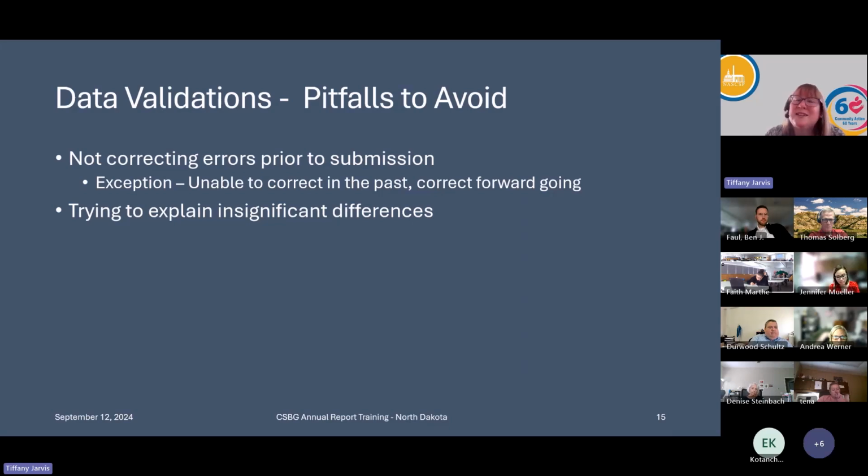Trying to explain insignificant differences. Unfortunately, smart forms are programmed to look at numbers at 100% different or 50% different, depending on which way it goes, and then zeros versus a number or a number versus zeros. There's sometimes small, insignificant things that are going to be captured. If you go from 1 to 2, well, there's 100%. Do not try to explain all of those insignificant ones.